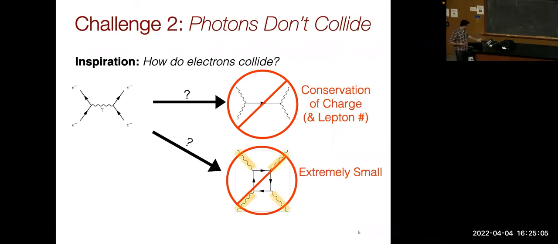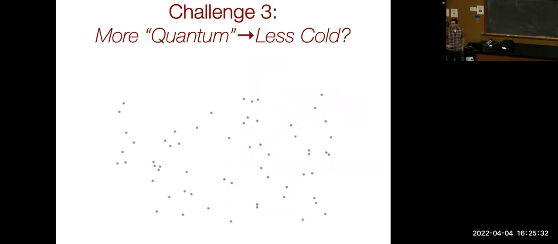The idea is that we should use some material system to mediate interactions between our photons. Our two photons interact each with some material, the material particles interact with each other and back act on the photons. Okay, and so in some sense, it is sort of turning the way that electrons interact with each other on its head. Great. So what's the third challenge?